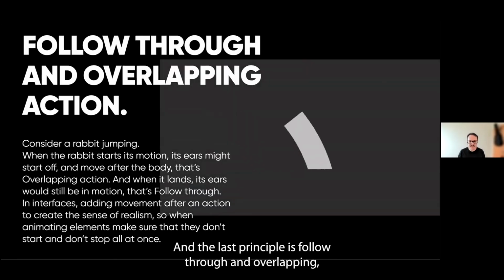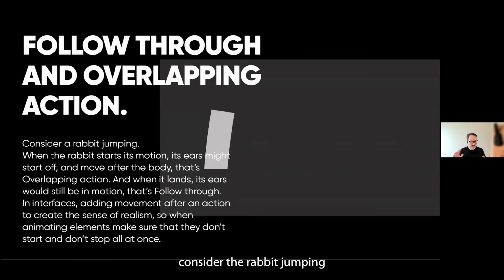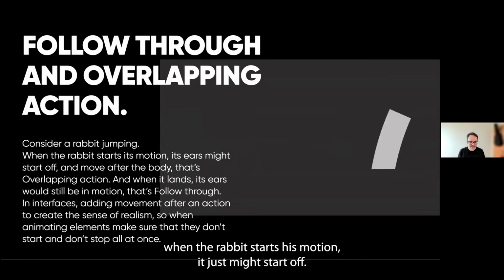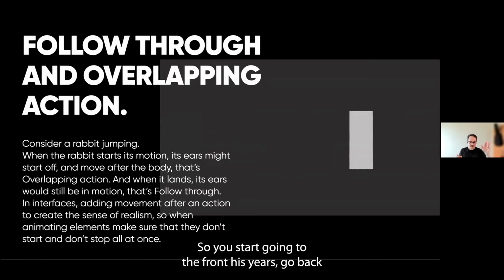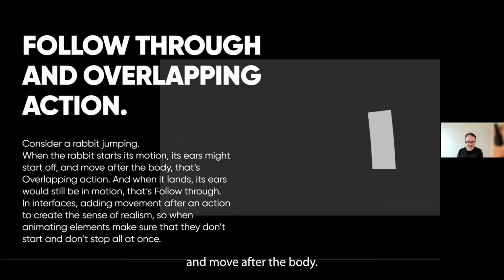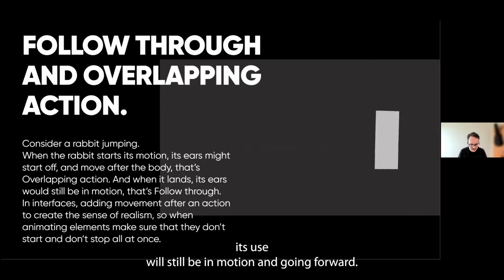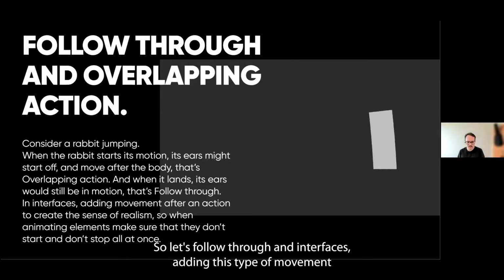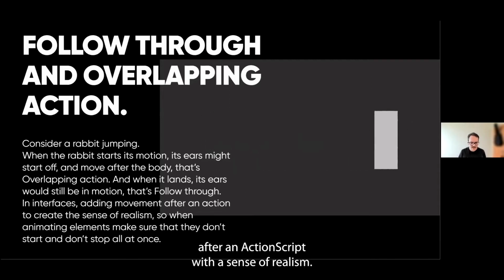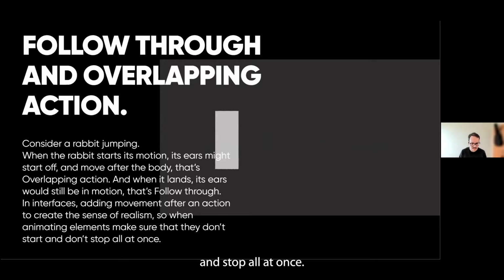And the last principle is follow through and overlapping. This is a little bit more complicated one. Let's consider a rabbit jumping. When the rabbit starts his motion, he starts going to the front, his ears go back and move after the body. That's overlapping action. And when he lands, when he arrives on the ground, his ears will still be in motion and going forward. So that's follow through. In interfaces, add this type of movement after an action to create a sense of realism. So when animating elements, make sure that they don't all start and stop at once.